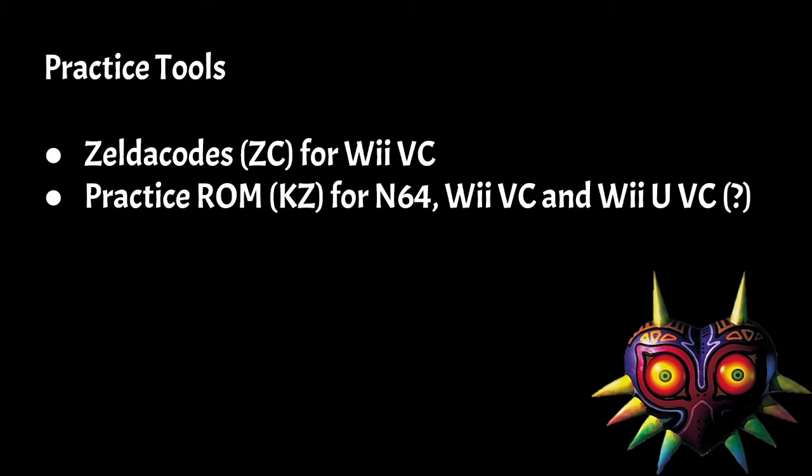The second one allows some more technical stuff, like frame advance, pausing, looking at memory watches. So for SRM categories, if you are going to learn an SRM category, you will want to go with the practice ROM more than with Zelda codes, at least for learning any trick related to SRM.